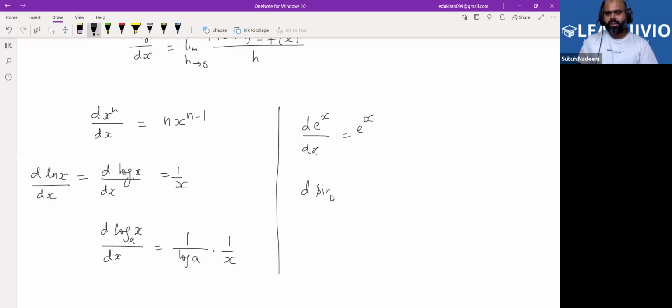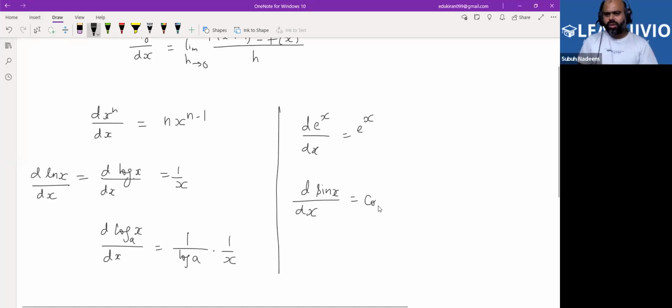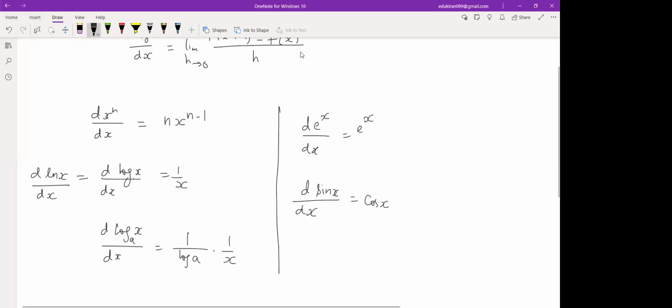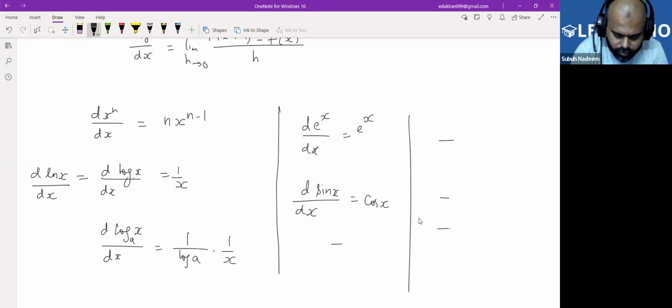Differentiation of sine x, what is it? Cos x. Yeah, cos x. So do you remember all these formulas, or should I write them? Yes, sir. Okay, so I'm not writing them. I hope you remember all the basic formulas. Now we see a few questions where we see the application of it.